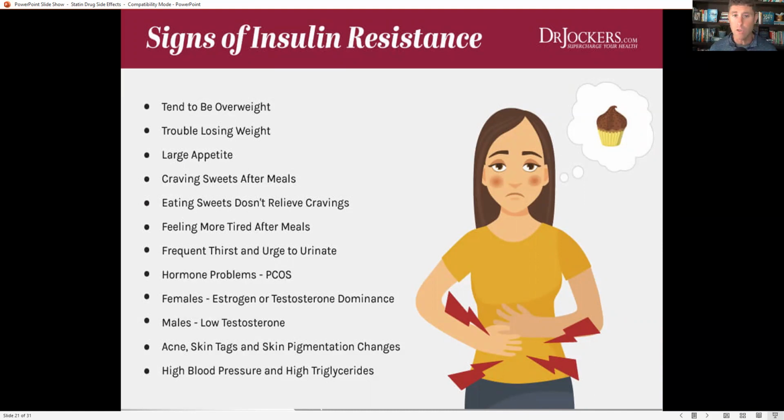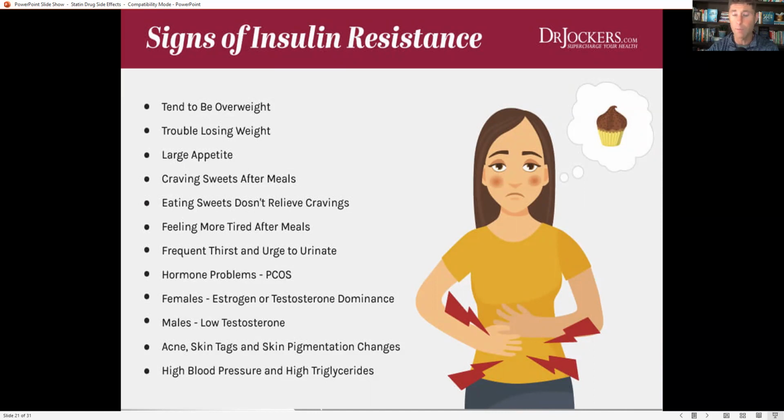And that's because your insulin is not able to get sugar into the cells, because your cells are not responding to insulin. And therefore your cells are actually starving, but you have tons of calories floating around in your bloodstream, right? You have high blood fats, high blood sugar as well. And that's a major issue. So then you eat sweets. Again, it doesn't relieve the cravings, right? So you eat more sweets after your meal, but you still can't get it into the cells. So now you just feel really tired after your meal. You also have a frequent thirst and urge to urinate, because that's actually how you eliminate some of the excess sugar that's in your bloodstream.